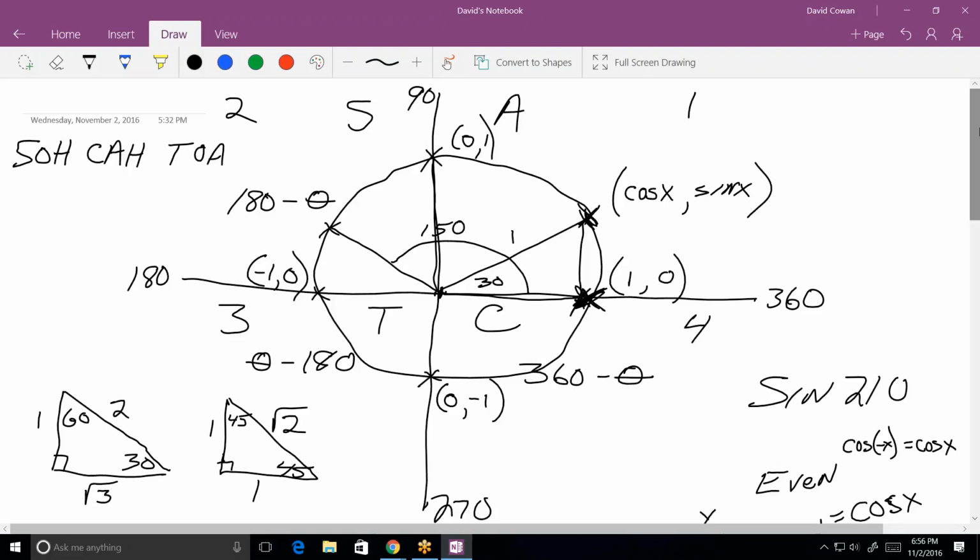Now, there is one other thing you need to know. Do they want you to memorize all 6 trig functions? Or just 2 or just 3? They want me to memorize all the trig functions. Okay, so let's talk about cotangent, secant, and cosecant.